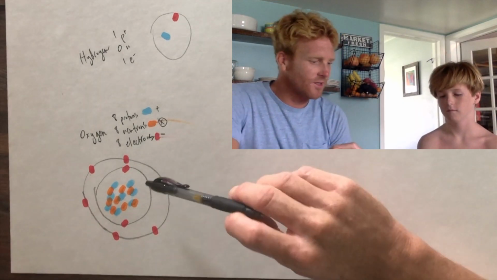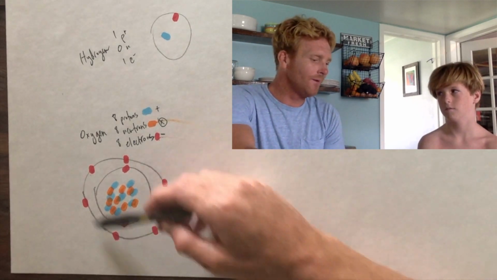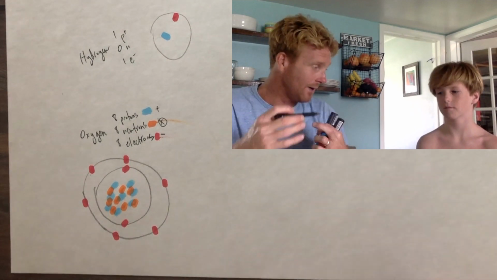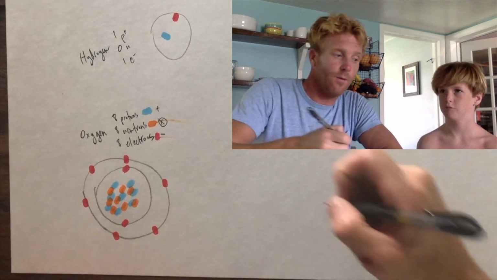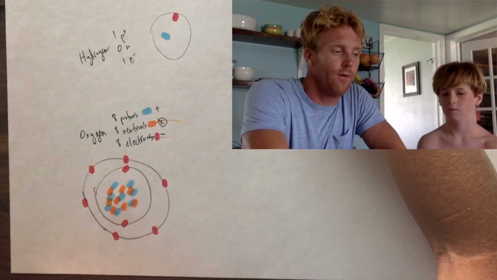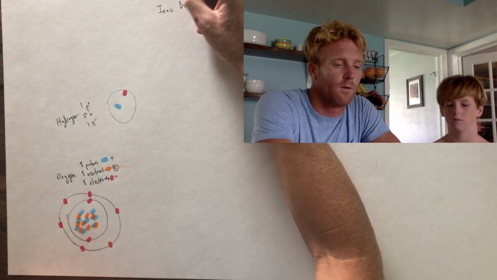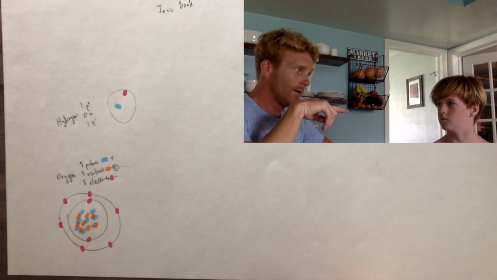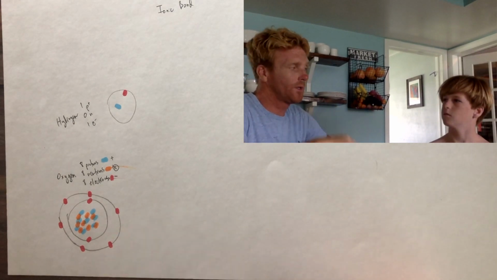So that's the general structure of an atom. Now we're going to talk about how atoms like oxygen, who aren't happy by themselves, can achieve a stable arrangement through chemical bonds. The first type of chemical bond we're going to talk about is called an ionic bond. Here's the definition of an ionic bond: it's when one atom gives another atom an electron, and they go their separate ways.